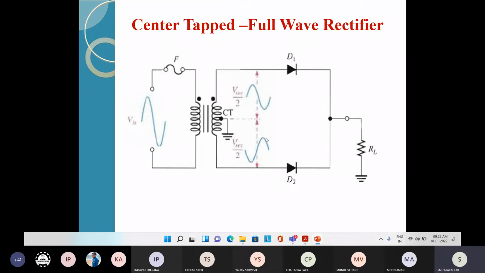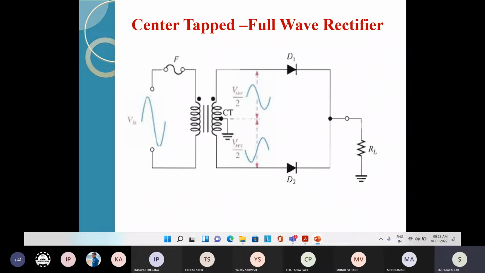This diagram indicates the negative half cycle to positive half cycle for reverse bias. And each diode sees the secondary voltage divided by 2, V secondary by 2, from positive half cycle to negative half cycle. Here we use the center tap, which means the supply changes from positive to negative up to the center tap, and the other from negative to positive up to the center tap. That's why diode D2 is in reverse bias and diode D1 is conducting in forward bias.